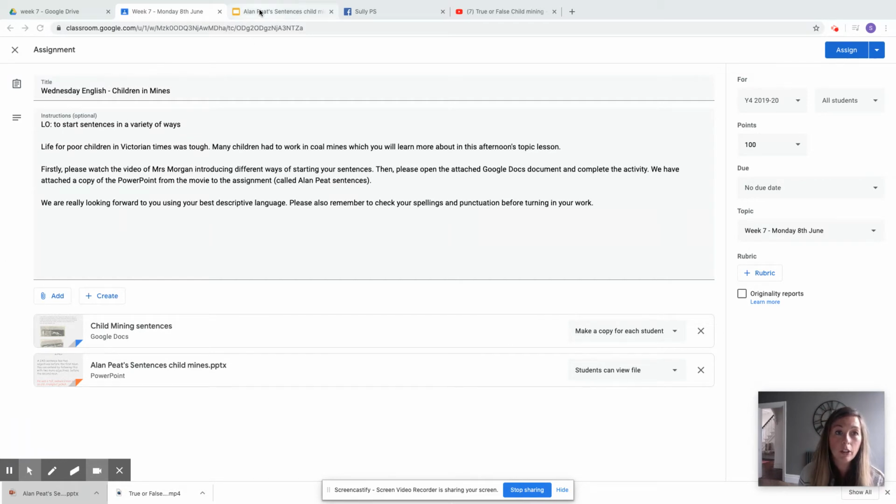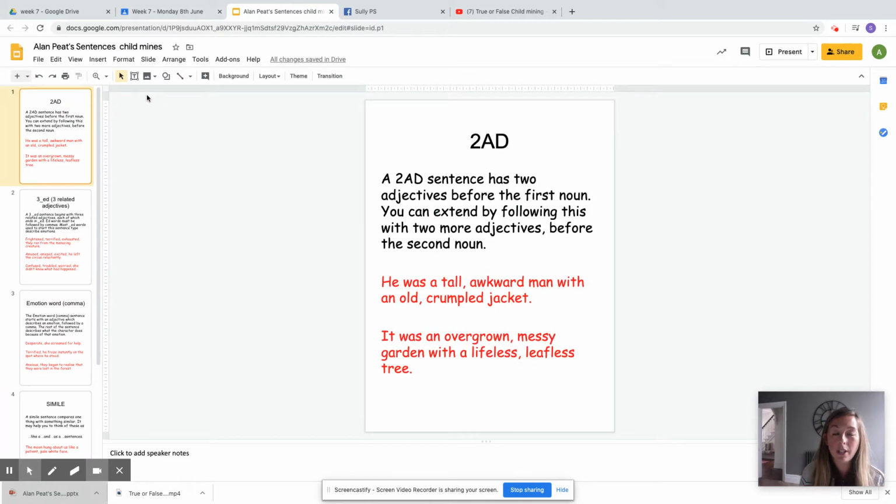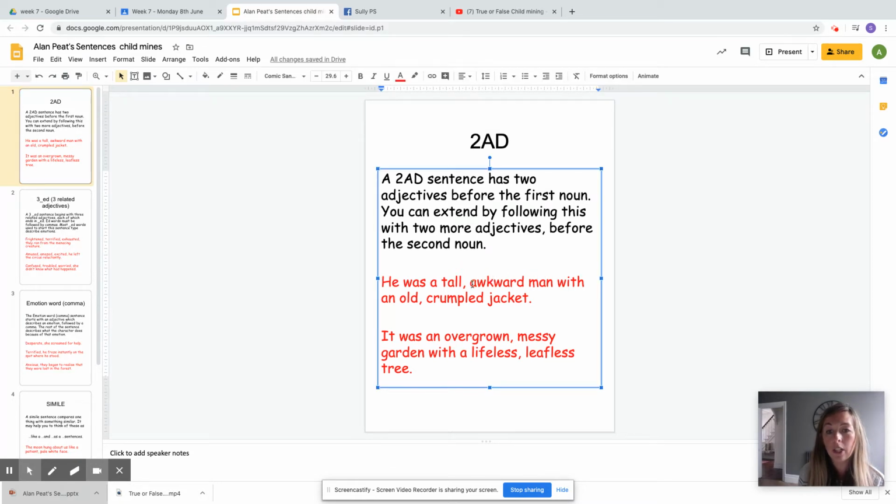So once you click on the Google Slides document, Alan Peat Sentences, the first type of sentence that we're going to look at is one that you all know. It's called a 2AD sentence. So a 2AD sentence has two adjectives separated by a comma before a noun. So for instance, in this sentence we have got, he was a tall, awkward man. Well, the two adjectives are tall and awkward, and they are separated by a comma, and they are before the noun man.